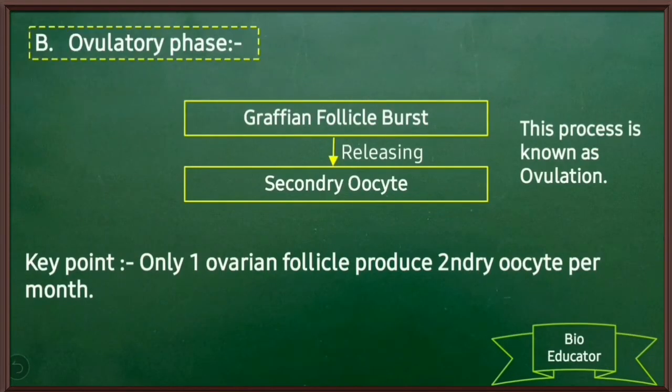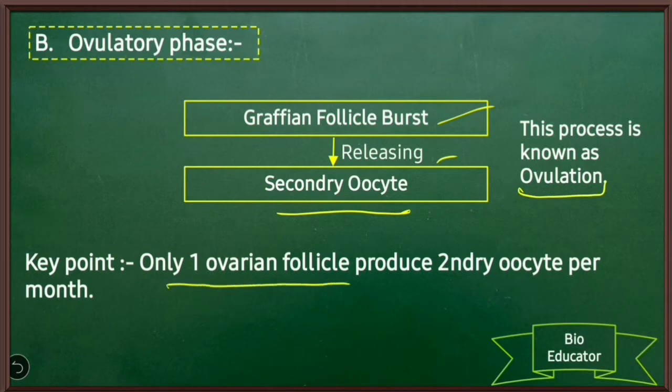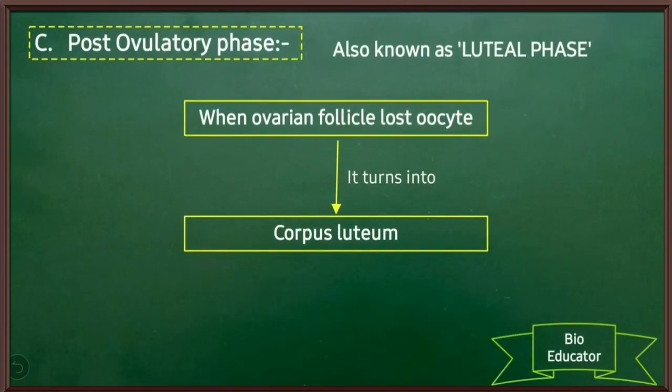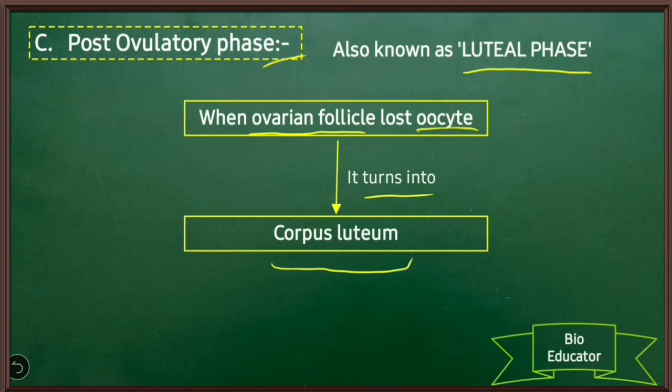In the ovulatory phase, the mature Graafian follicle bursts and releases the secondary oocyte, and this process is known as ovulation. The key point is that only one ovarian follicle produces a secondary oocyte per month in the female. In the post-ovulatory phase, which is also known as the luteal phase, the Graafian follicle, meaning the ovarian follicle, loses the oocyte and turns into the corpus luteum. So these are the changes which occur in the ovary.